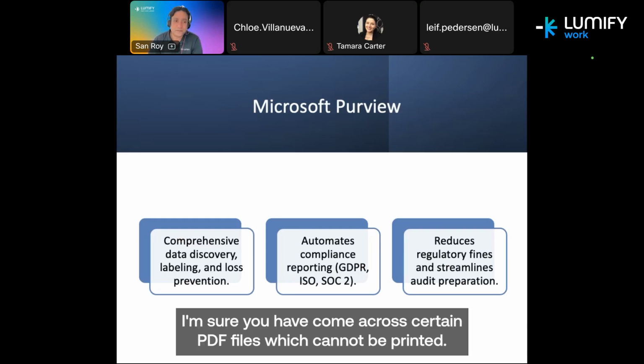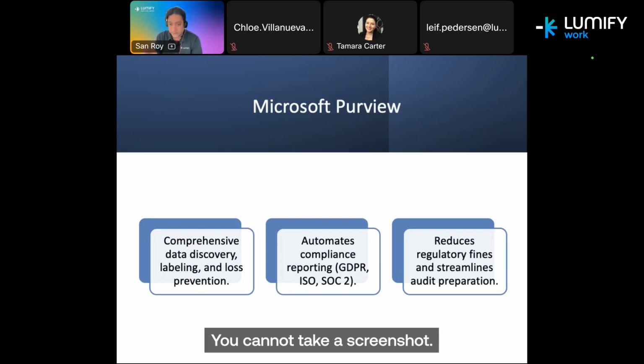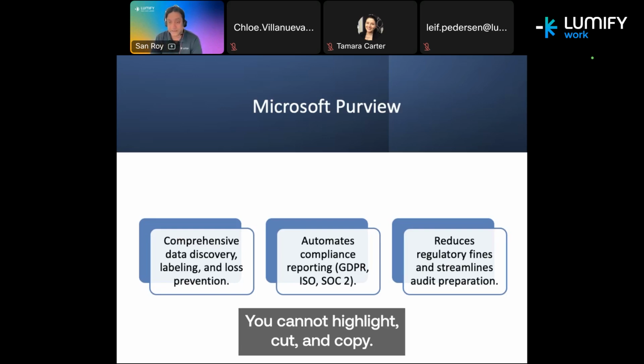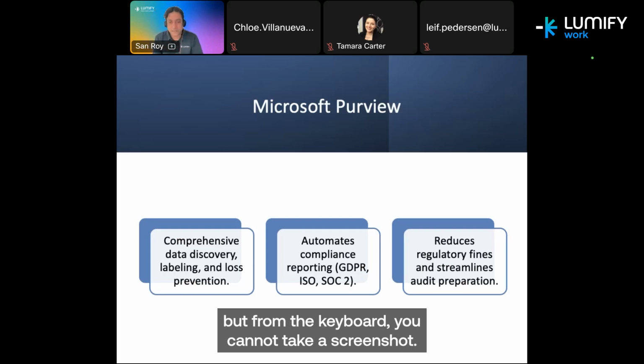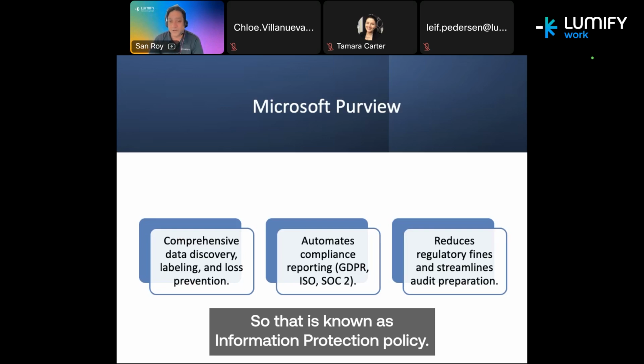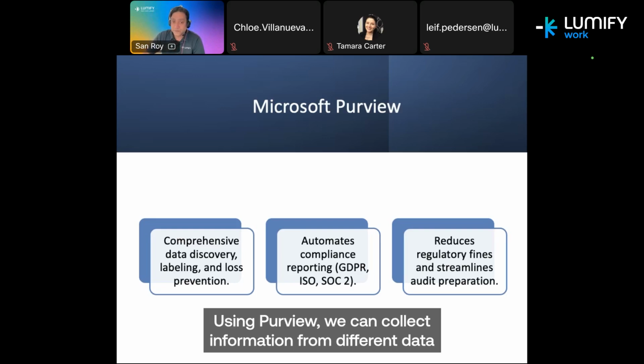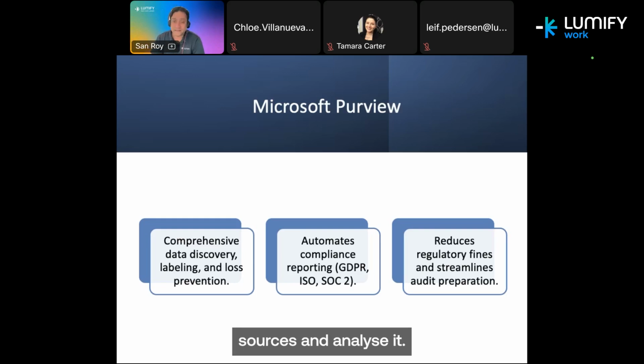Information protection policy. I'm sure you have come across certain PDF files which cannot be printed. You cannot take a screenshot. You cannot highlight, cut, or copy. Screenshot as in, you can take a phone and take a picture, but from the keyboard, you cannot take a screenshot. So that is known as information protection policy. Using Purview, we can collect information from different data sources and analyze it.